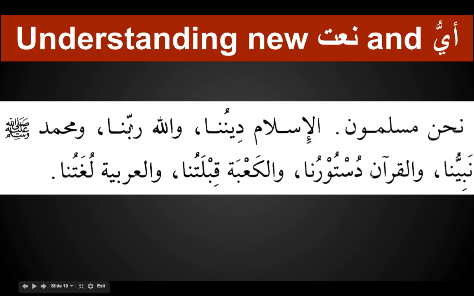Wallahu Rabbuna. Allah is our Lord. Wa Muhammadun Sallallahu Alaihi Wasallam. Sallallahu Alaihi Wasallam is called a parenthetical sentence. It is not connected to the sentence we are reading. It's different, it's called a parenthetical sentence. Muhammadun Sallallahu Alaihi Wasallam Nabiyuna, our messenger. Wal Qur'anu Dusturuna. Quran is our constitution. Wal Ka'batu Qiblatuna. Kaaba is our Qibla direction. Wal Arabiyatu Lughatuna, and Arabic is our language.